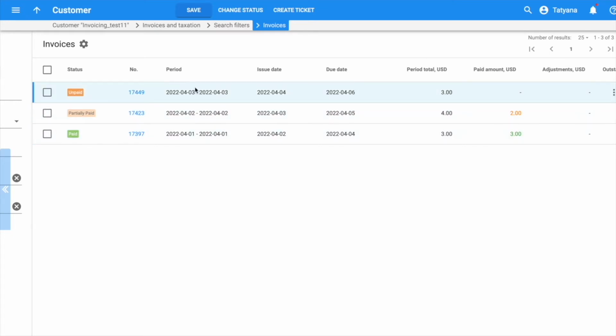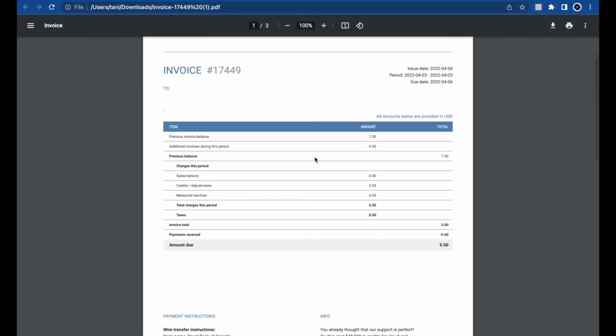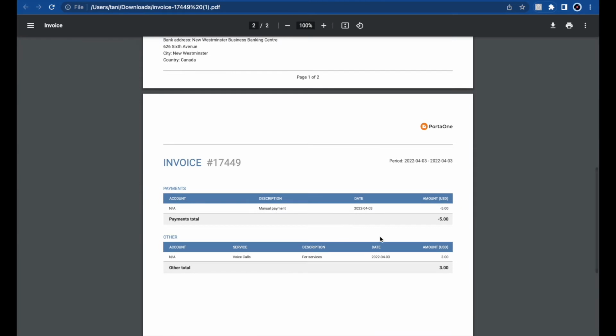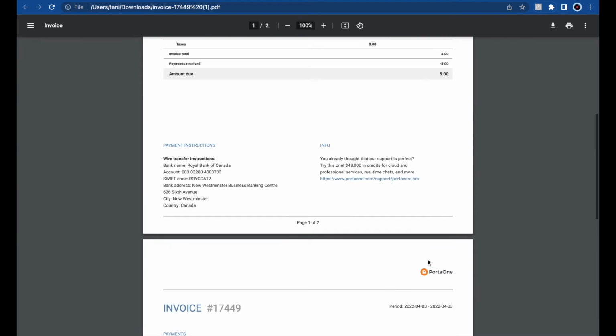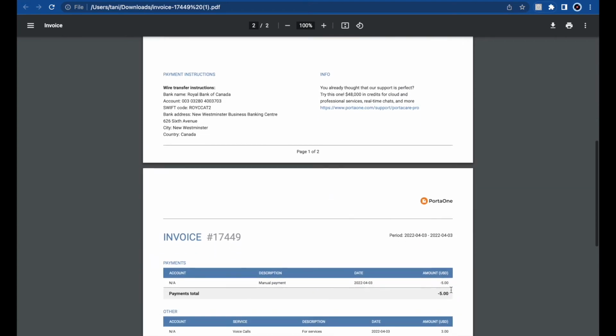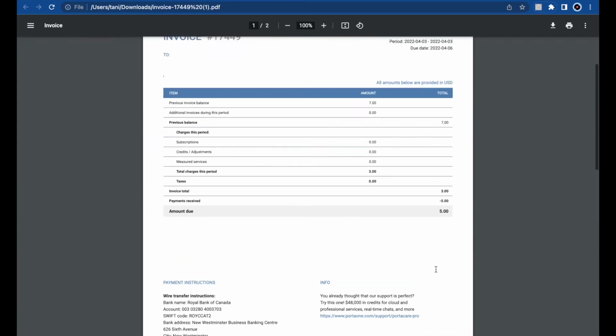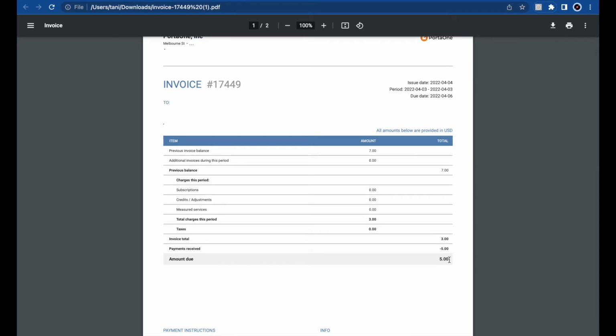And the third invoice has a period total of $3. Let's check why its status is unpaid, okay? We had a charge for $3 for services. You can see these charges here. We also had a payment for $5 that was applied to the two previous invoices. Our amount due is calculated as the sum of previous balance and invoice total minus payments received. The invoices were generated in the PortaBilling system exactly as they were shown in the presentation.